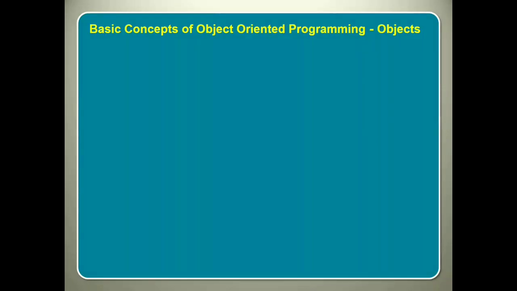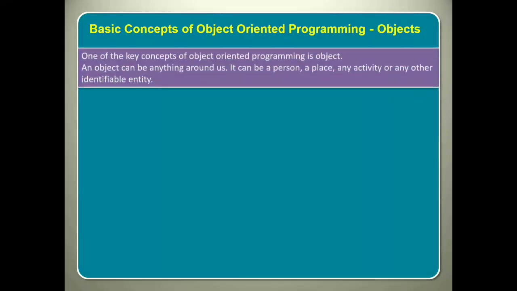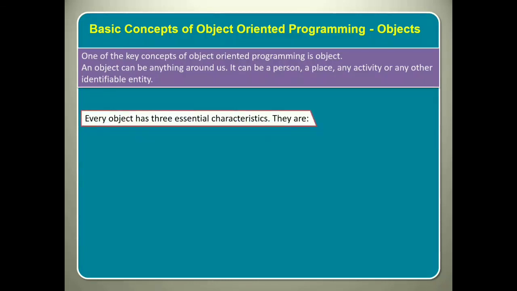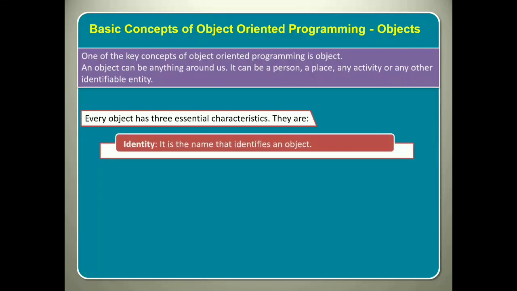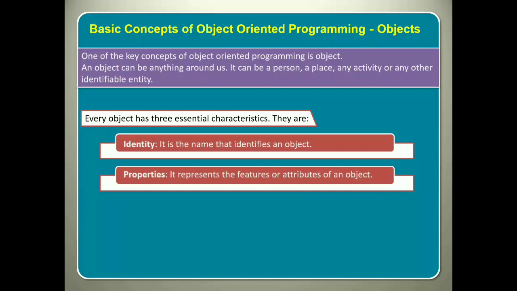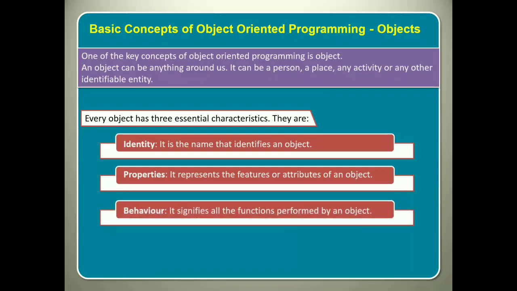We shall begin with objects. One of the key concepts of object-oriented programming is the object. An object can be anything around us. It can be a person, a place, any activity, or any other identifiable entity. Every object has three essential characteristics. They are identity, which is the name that identifies an object; properties, which represent the features or attributes of an object; and behavior, which signifies all the functions performed by an object.